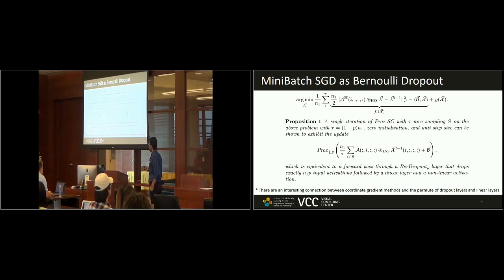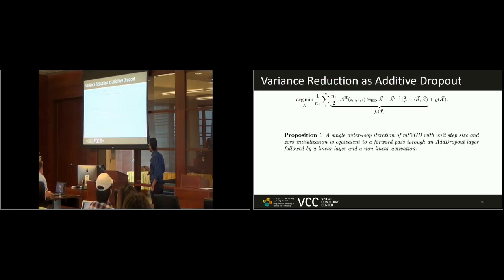Another type of dropout is also investigated in the literature, which is additive dropout. I don't know why they call them dropout. You're not dropping anything, but you're corrupting more or less all the activations before passing them into the linear layer. And this turns out to be a single iteration step of some variance-reduced type algorithm.